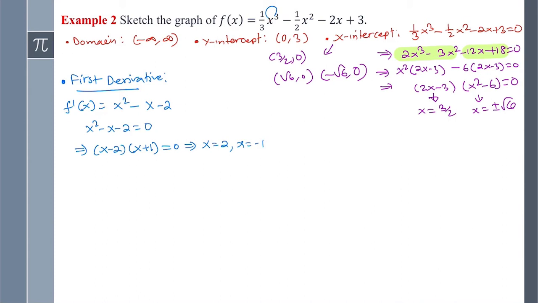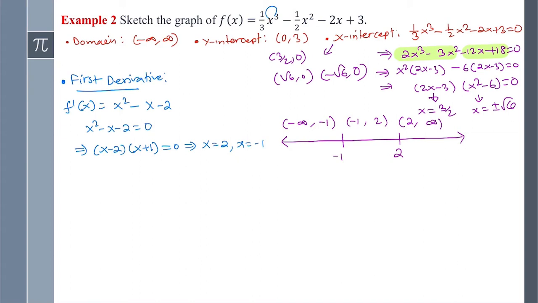So let's do the sign test to determine whether the function is increasing, decreasing, or constant. So let's draw this number line. Let's put those critical numbers, which are negative 1 and 2, here. And let's do the sign test. So this is the first interval from negative infinity to negative 1. And the second interval is negative 1 to 2, and the third interval is 2 to infinity.